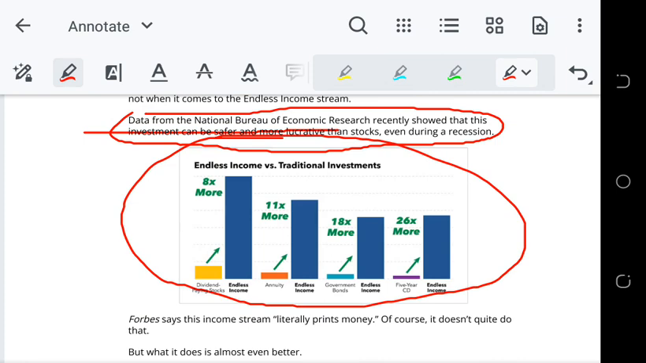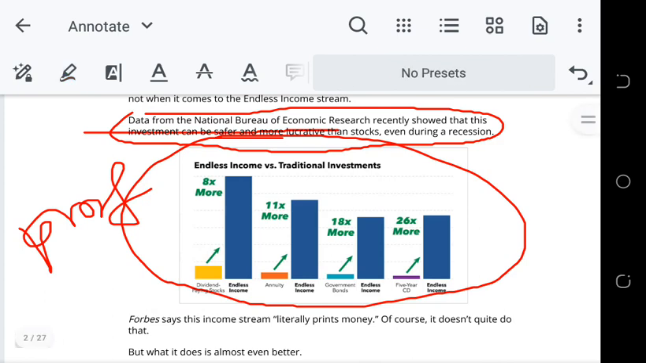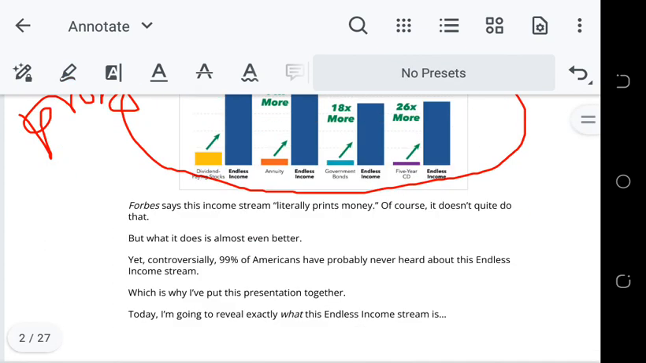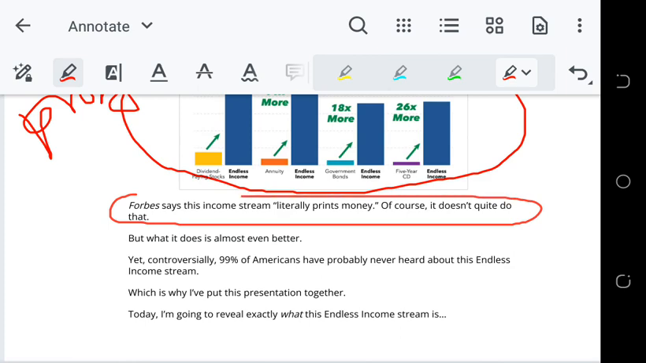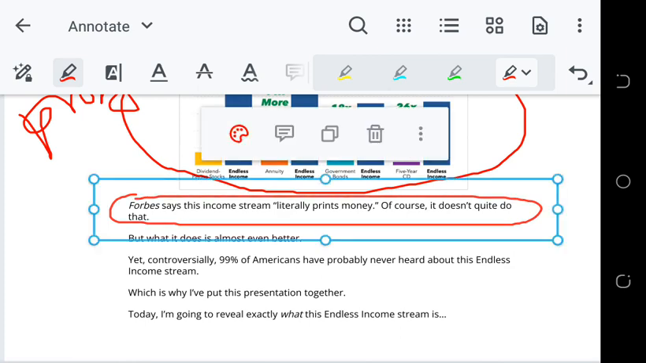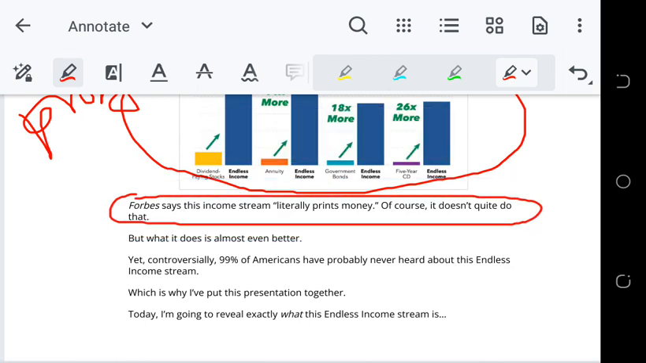Endless income versus traditional investment. All right, endless income is generating a lot more, and they are showing it graphically. So this is another proof element: the use of graphs and the use of tables. All right, graphs and all of that can become very good, powerful proof elements. Forbes says this income stream literally prints money. Now that's another one, Forbes. So that is a quote from Forbes magazine. That is a proof element.